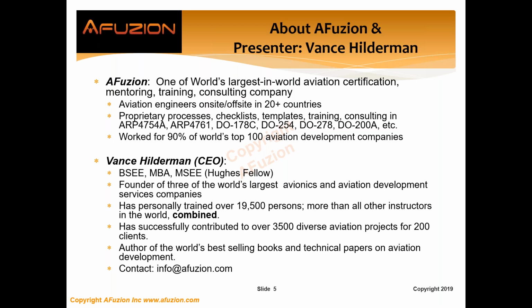I'm broadcasting from AFuzion's offices in downtown Los Angeles today. We're keeping it safe here. We also have proprietary processes, checklists, templates, training, and consulting in 4754-61. That's the system software ecosystem for safety. Then 178C for software. 254, also airborne hardware. 278, ground-based systems, including UAV controllers. DO-200, which is the aviation data. We've worked for 90% of the world's top 100 aviation development companies. If you are flying in an airplane, missile, fighter jet, cargo jet, probably our software, services, or hardware is in there somewhere.